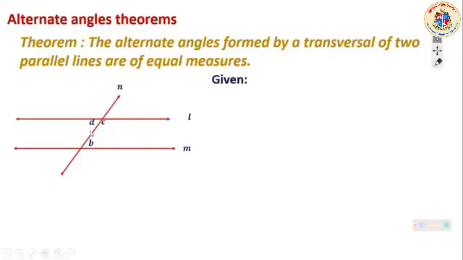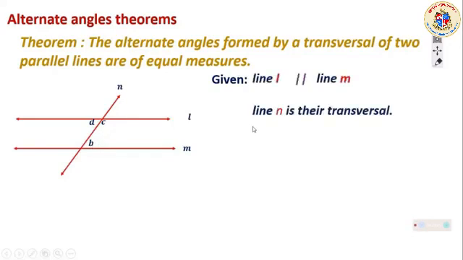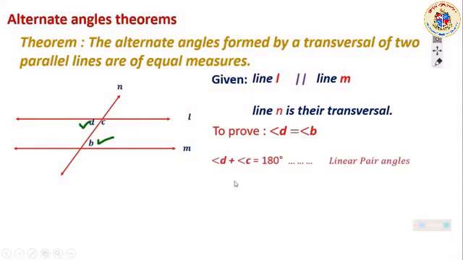In this, angles D and B are alternate angles. Line L is parallel to M, N is a transversal, and we are asked to prove that D and B are alternate angles and they are congruent. We know that D plus C is equal to 180 here because they are a linear pair.